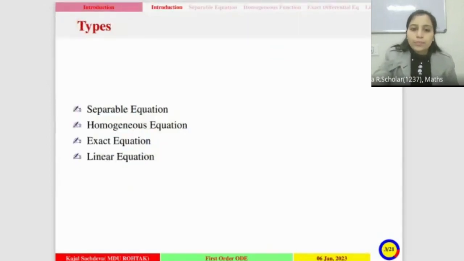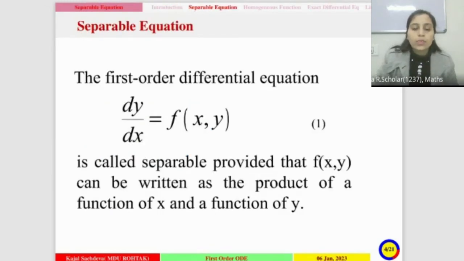After that, first order first degree equations can be of four further types: separable equation, homogeneous equation, exact equation, and linear equation. In the coming lectures, we will learn about these four types of equations one by one and find their solutions. So first of all, we have the separable equation.